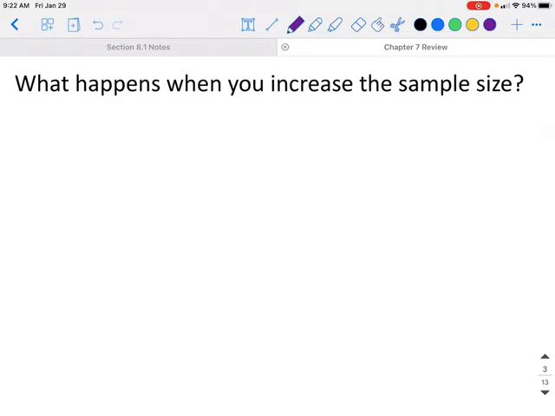What happens when you increase the sample size? As the sample size increases, the variability of the data decreases. Also, as the sample size increases, the approximate sampling distribution becomes more normal. So the larger the sample size, the tighter the data is going to be, less variability.